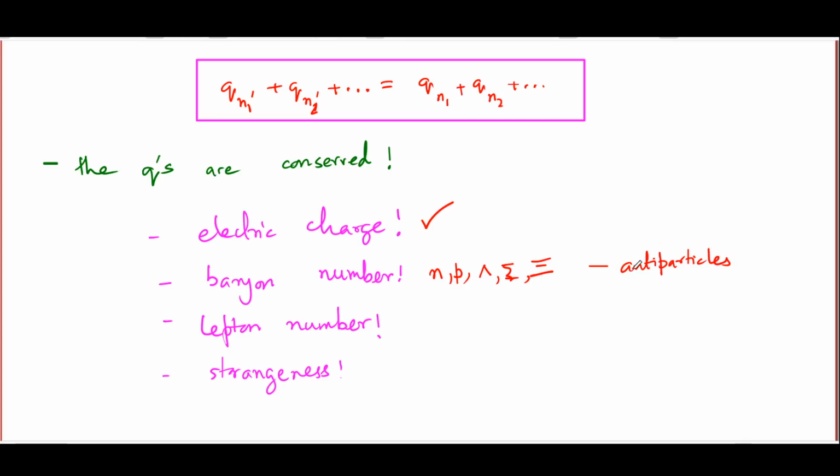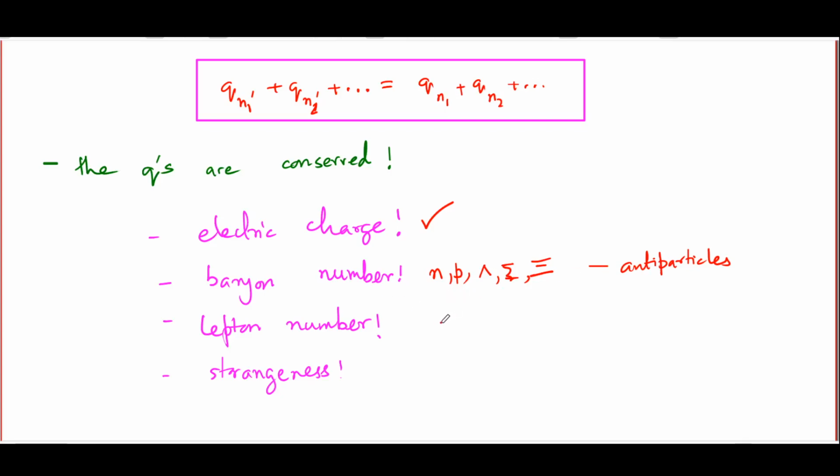Again, no exception has been observed yet, but there is good theoretical reason to believe that there may be processes where baryon number conservation is violated. Although, frankly, that's still speculative in a sense. No baryon number conservation violating process has ever been observed.